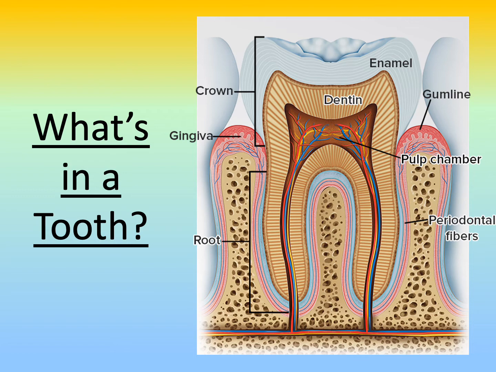All teeth are held into bone by periodontal fibers. These are little fibers of skin that act as a cushion for your teeth when chewing. Last, your jawbone is covered by gums, also called gingiva. Gingiva is the pink skin you see that surrounds your teeth.